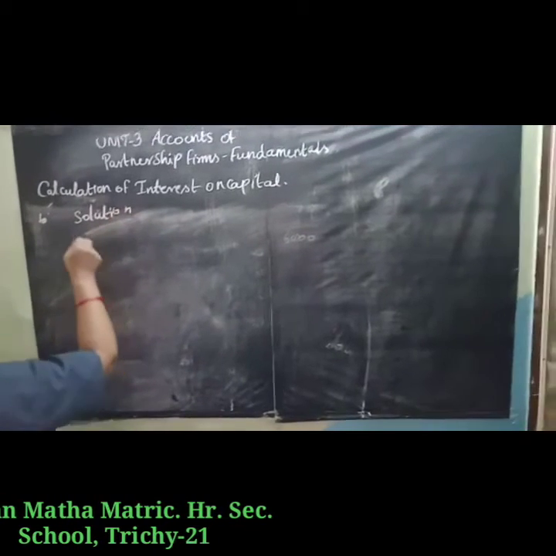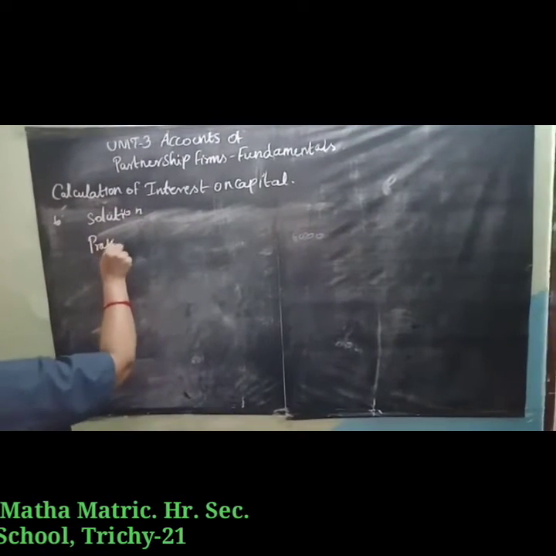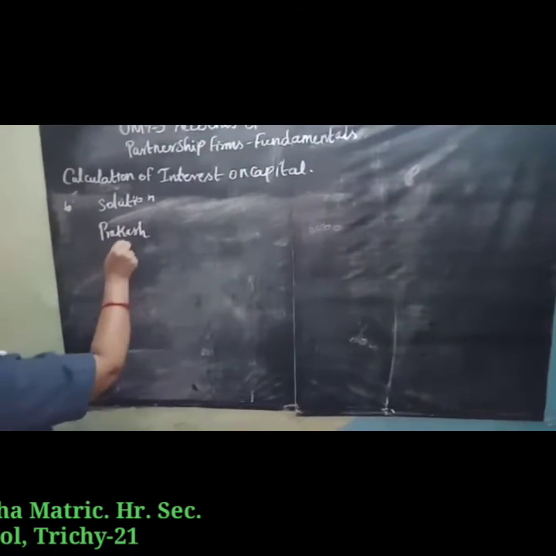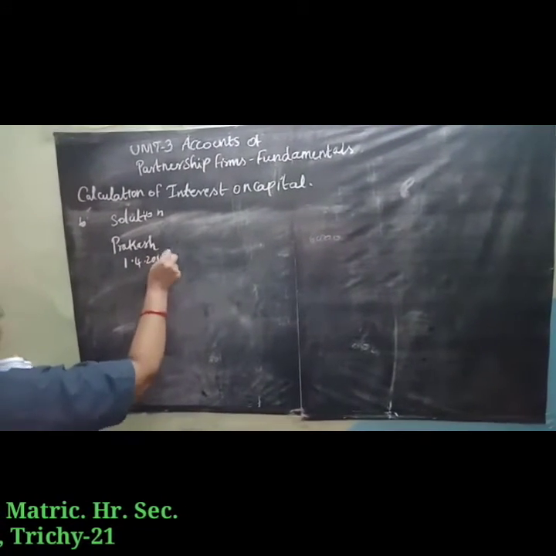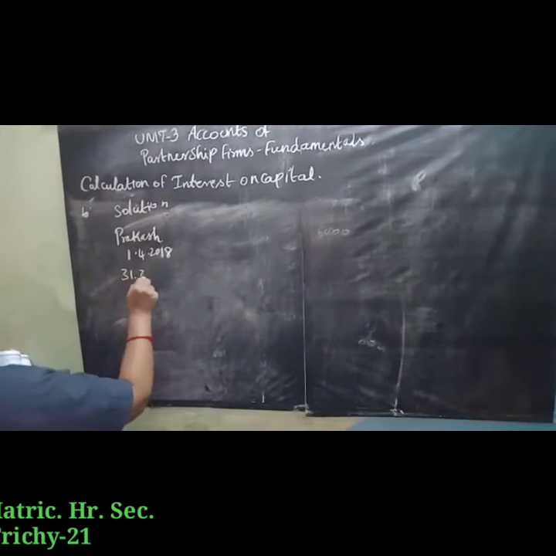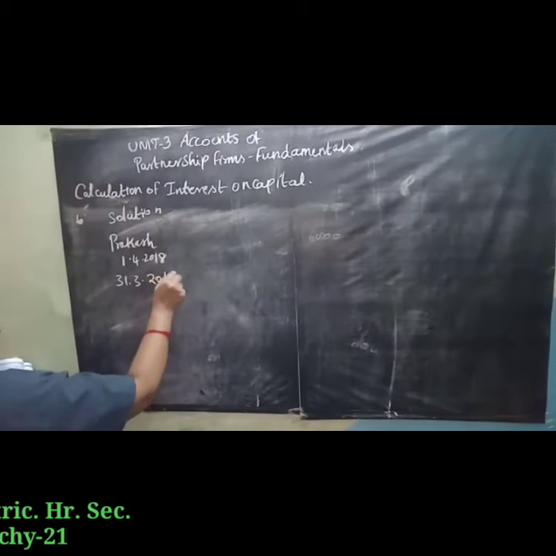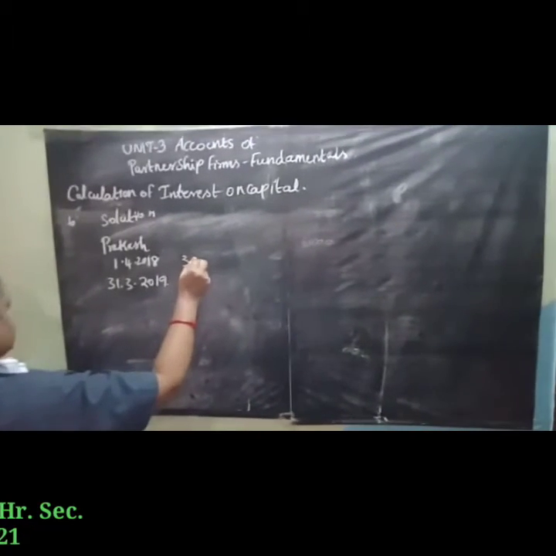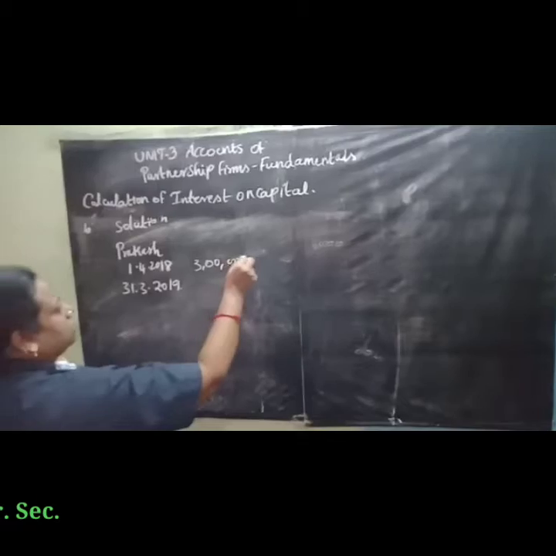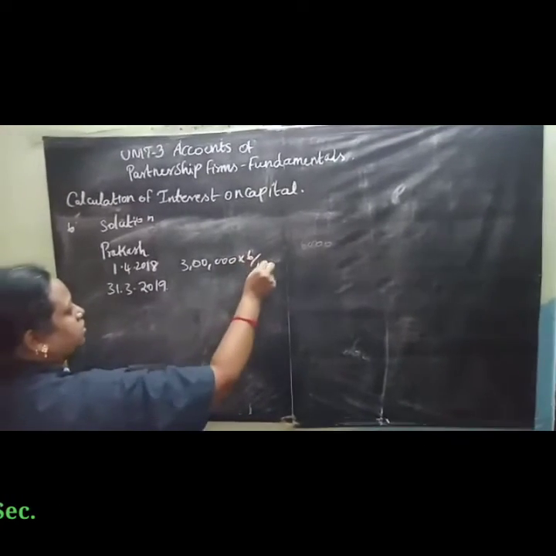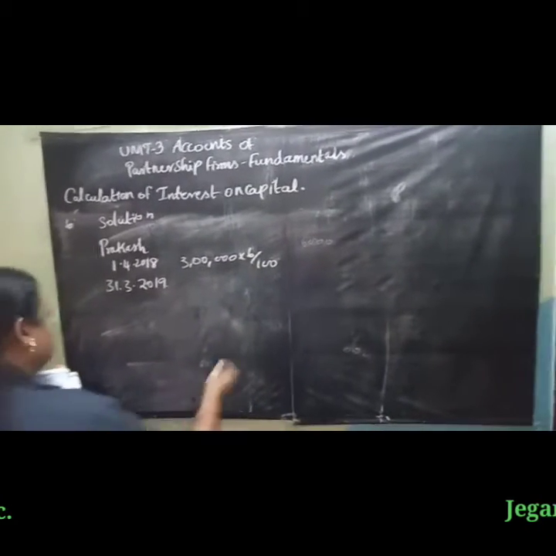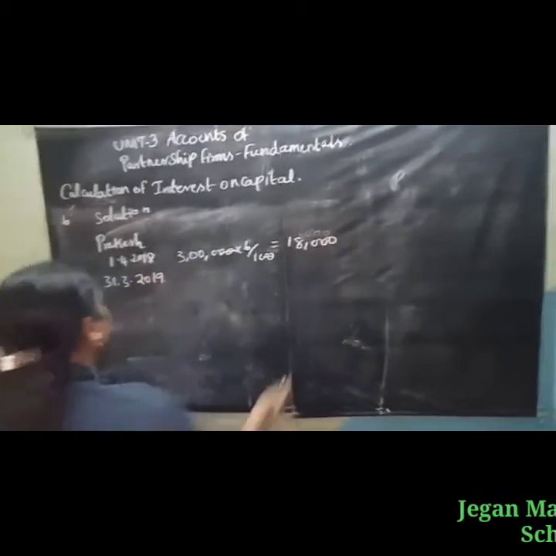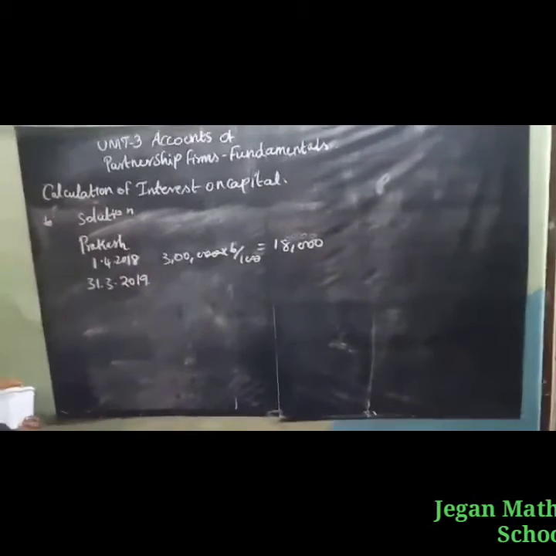So first for Prakash. Prakash introduced the capital on 1/4/2018, and the accounting year closes on 31st 3/2019. So interest on capital for Prakash: he brought capital 3 lakh, percentage is 6%, so 6 by 100, 18,000. Next, Prakash introduced additional capital in between the accounting year.